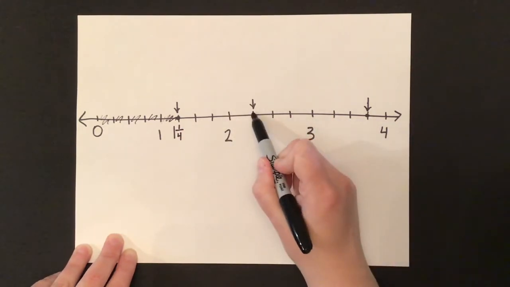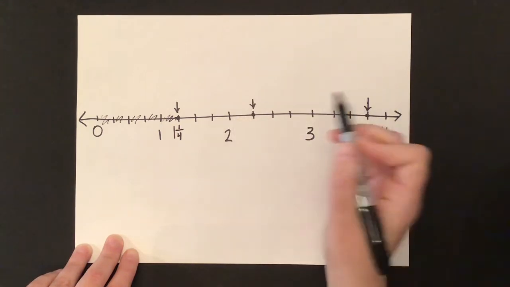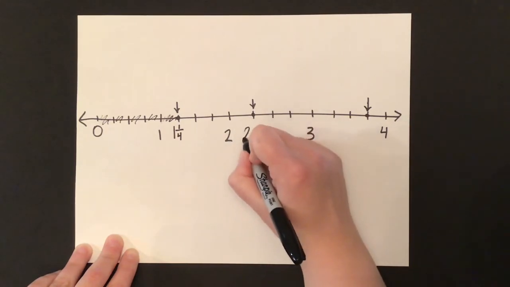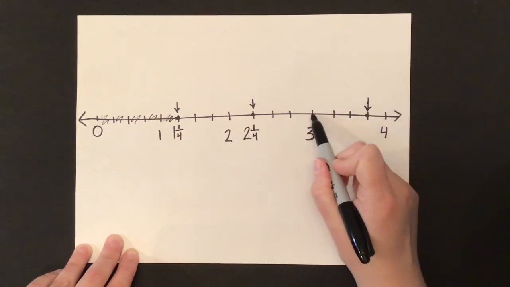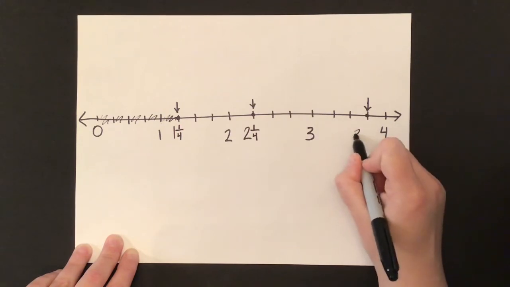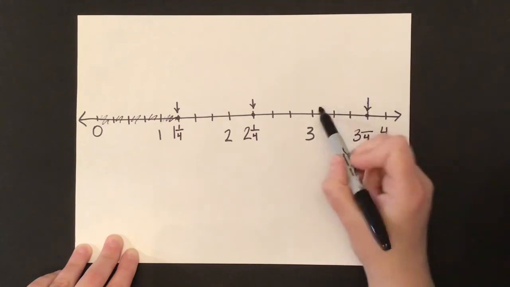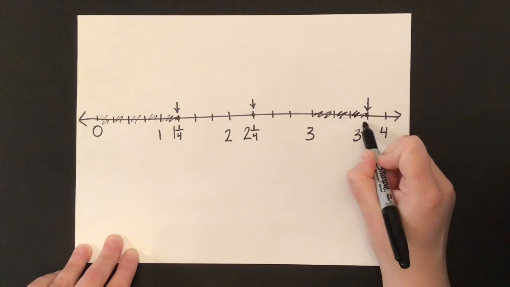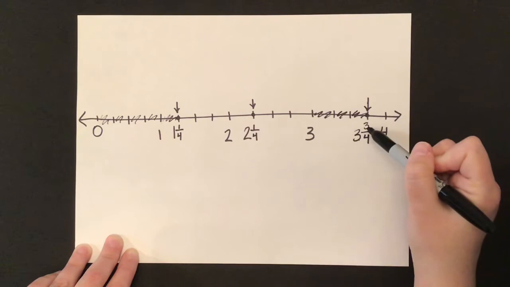If I move to this point, I can see that it's also one piece past 2 wholes. It's not quite to 3 wholes, but we are past 2 wholes. So I would say that this is 2 and 1/4. And if I move past 3 wholes, I can see that we're at 3 something fourths. I need to count these pieces. So I've got 1 piece, 2 pieces, 3 pieces. So we're 3 pieces past 3 wholes. This point is at 3 and 3/4.